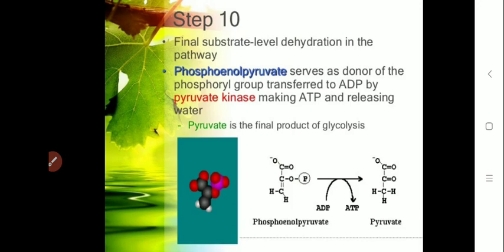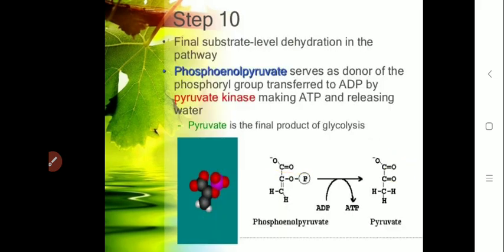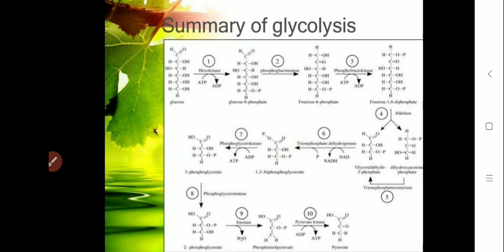It involves the conversion of ADP into ATP, and pyruvate kinase requires K plus and Mg 2 plus ions for this conversion, which is an irreversible reaction. And once the 10th step is completed, the glycolysis process is completed. Here you can see the complete summary of glycolysis, which involves all the 10 steps.